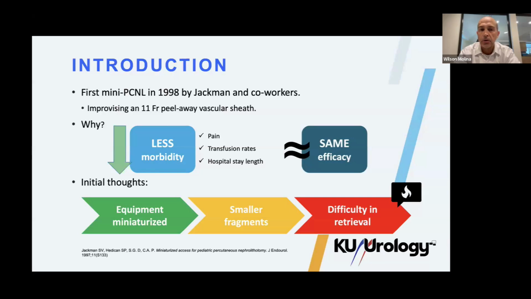As everybody knows, mini perk is now very popular because it typically decreases pain, transfusion rate, and hospital stay, and it has really good efficiency in terms of stone-free rate. Nowadays, from all my PCNLs, probably more than 90% are mini perk.